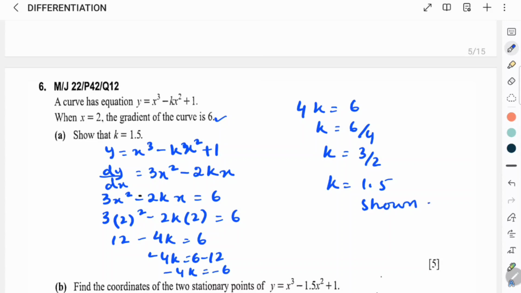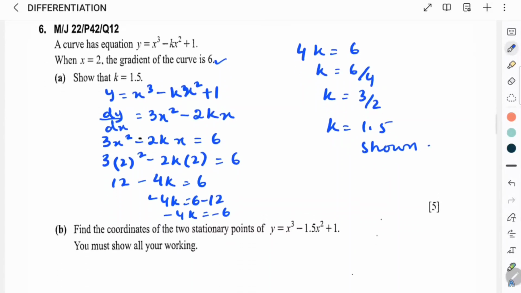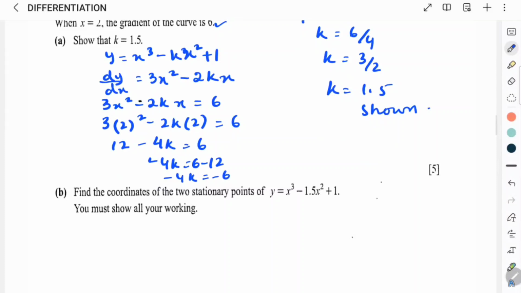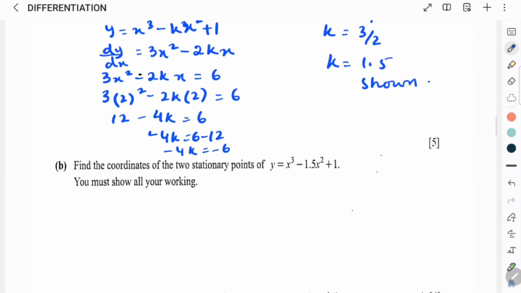Okay. Now this is 5 marks question. Find the coordinates of the two stationary points, which is y is equals to x cube minus 1.5 x square plus 1. So show all your working. So dy upon dx is equals to 0. So you put the value over there.